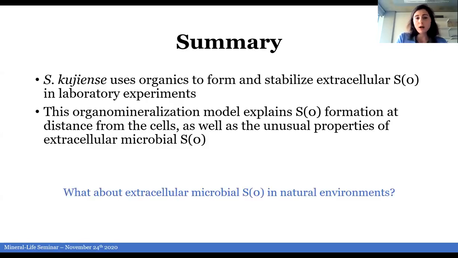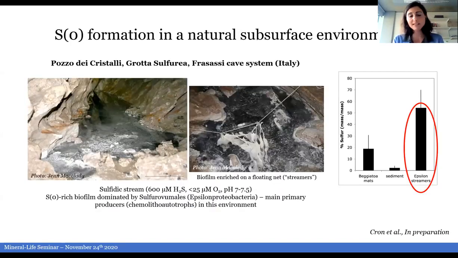Now we have to ask ourselves, what about the natural environment? Because so far I've been describing experimental systems. Can we go to a natural environment, find elemental sulfur, and determine whether or not this process is at play? If we are right, we can make a prediction about what elemental sulfur in the environment should look like, right? It should have a metastable crystal structure, it should be associated with organics, and it should have weird morphologies. So this is what we've done.